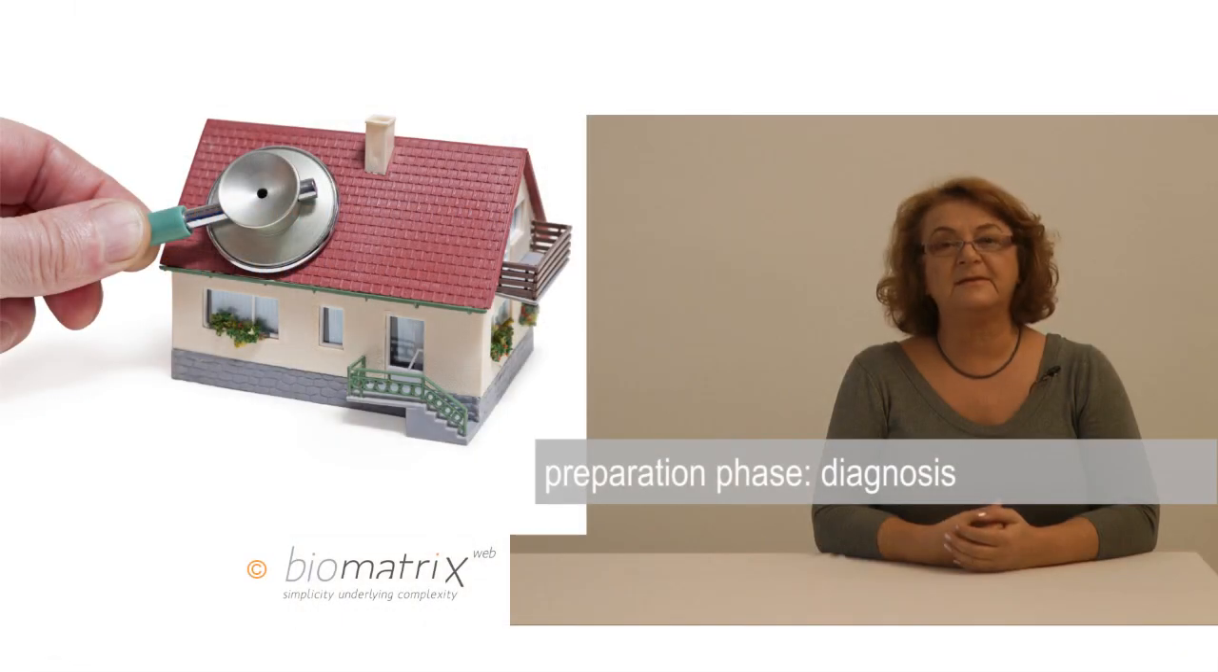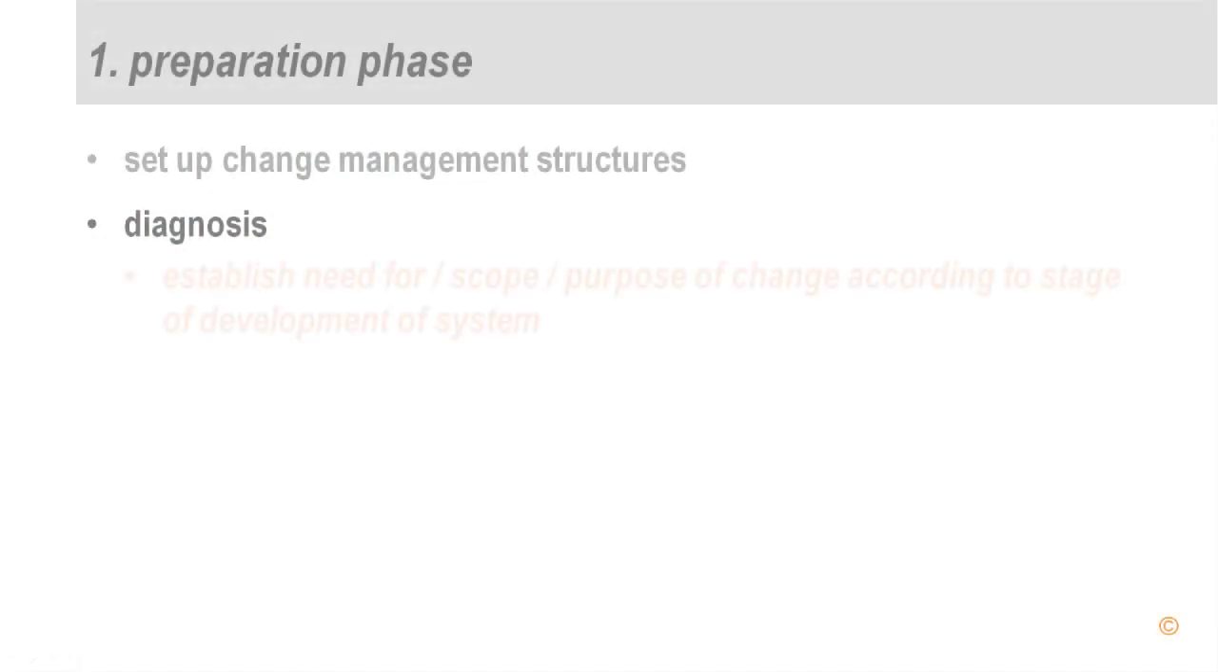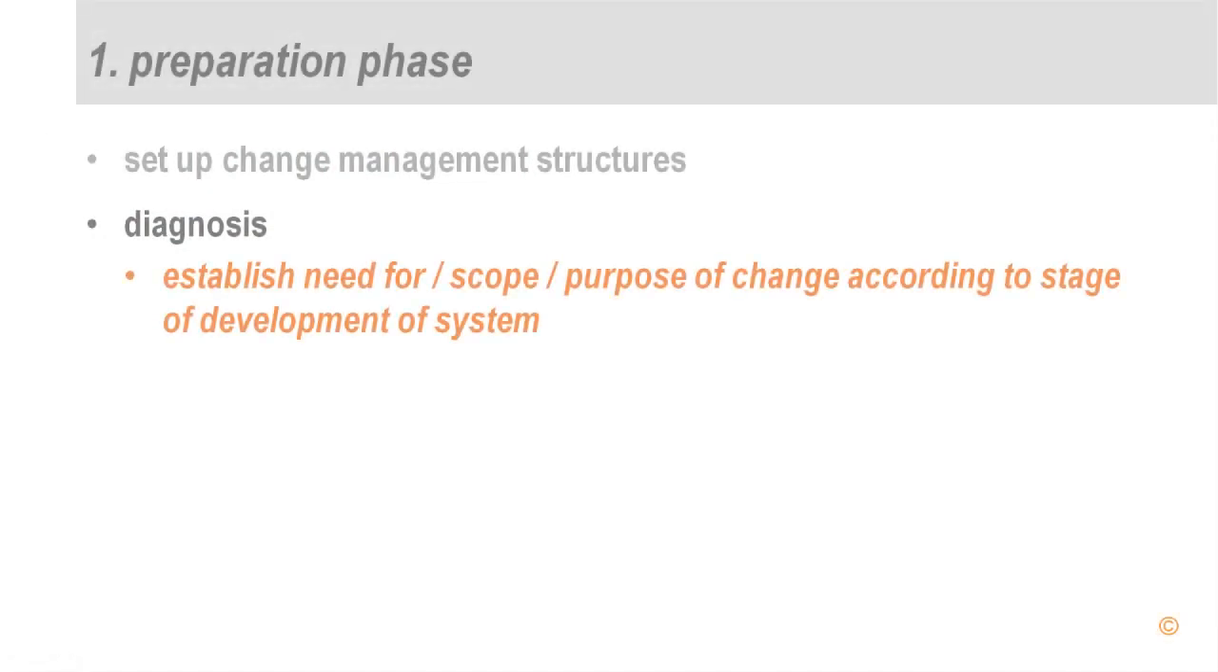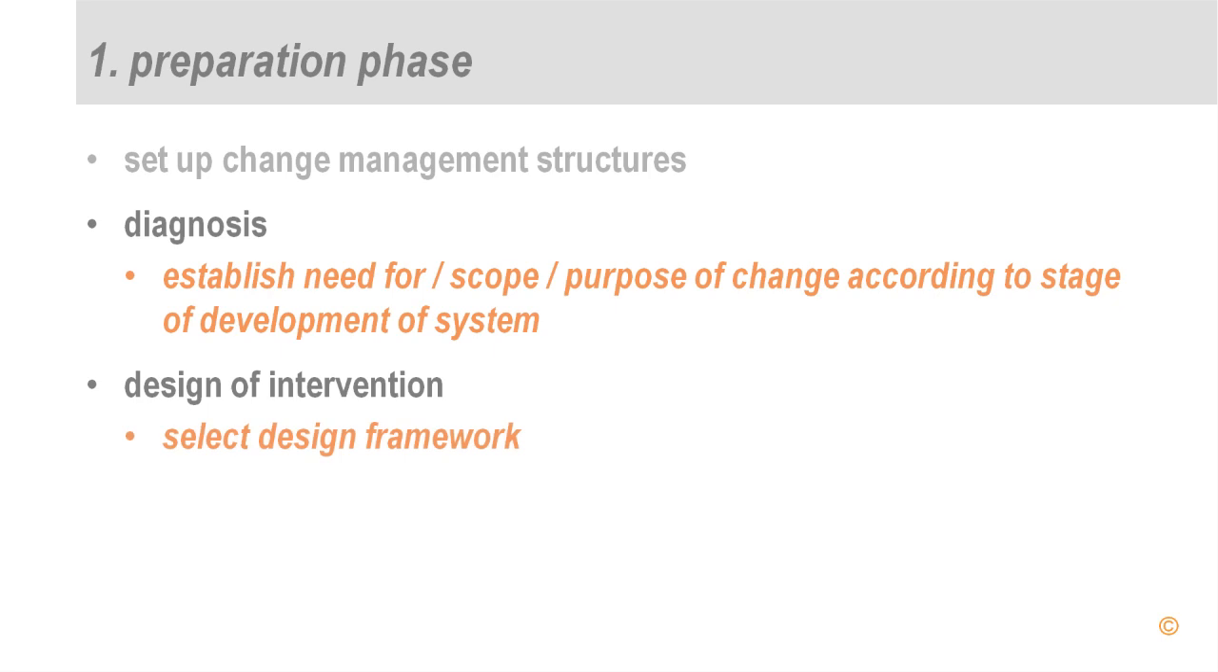A diagnosis. We need to establish what kind of change we're dealing with, what needs to change, why, what is the scope of the change, and also what is the stage of the development of the system so that we can look at appropriate interventions. Then, based on the diagnosis, we are designing an intervention that involves selecting the appropriate design framework.